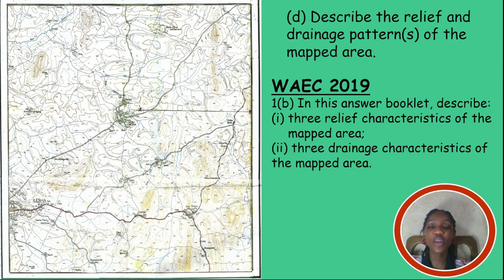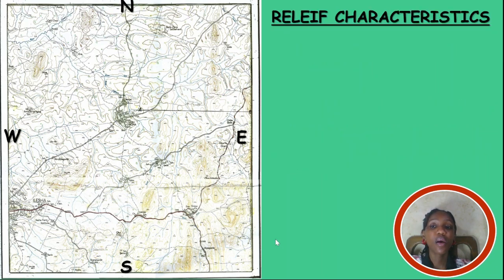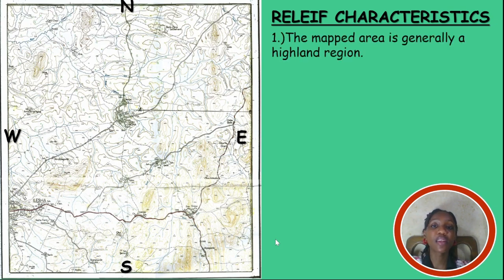So let's discuss the relief first. Now for this, you don't need to think too far, just write what you can see on the map. The first thing we can see is that the mapped area is generally a highland region, and this is obvious from the varying contours that we can see on the map.